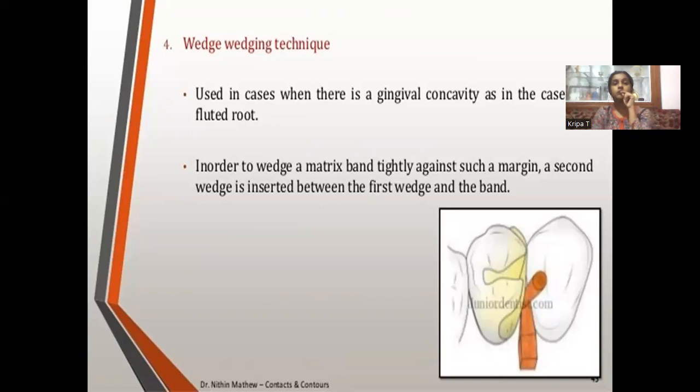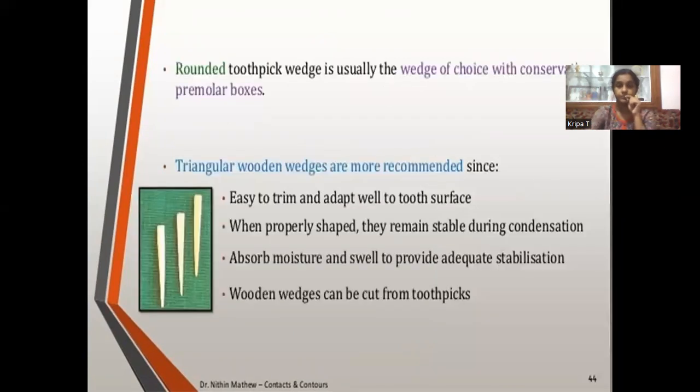Wedging in areas where there are fluted roots and concavities, like the maxillary first premolar. In order to wedge a matrix band tightly against such a margin, a second wedge is inserted between the first wedge and the band. You can also use rounded cross-section wedges. Now, a triangular wooden wedge is the one which is more recommended because of the ease to trim and adapt.